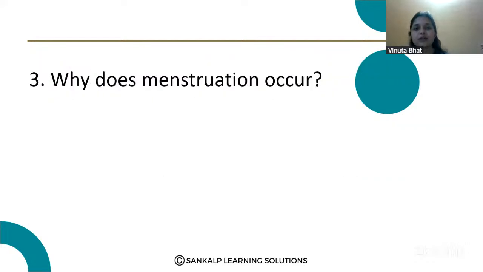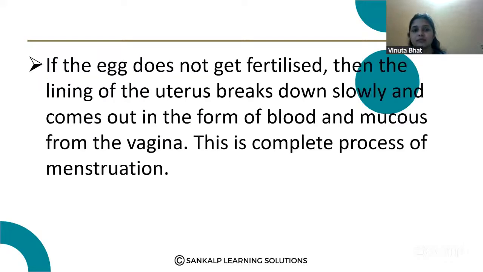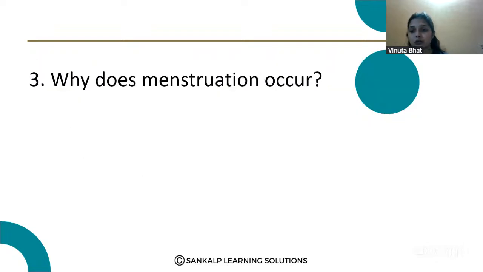Next question: why does menstruation occur? How does menstruation occur? So these are the different questions. If the egg does not get fertilized, then the lining of the uterus breaks down slowly and comes out in the form of blood and mucus from the vagina. This is the complete process of menstruation. So if fertilization does not occur, the inner lining of the uterus breaks down, and that is the reason for the menstrual cycle.